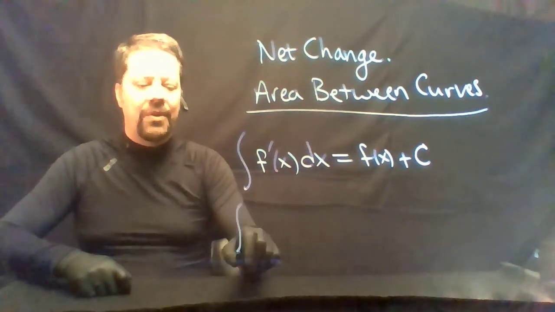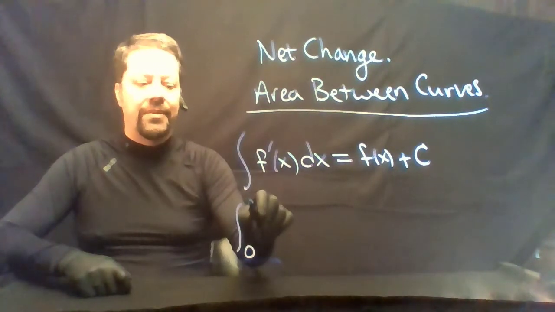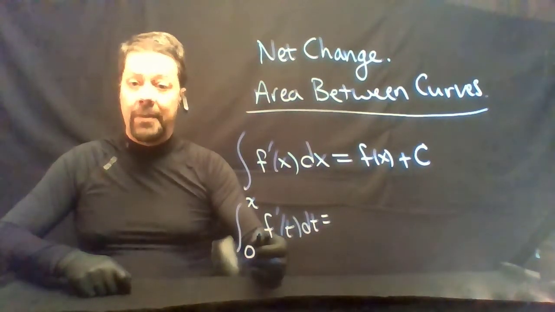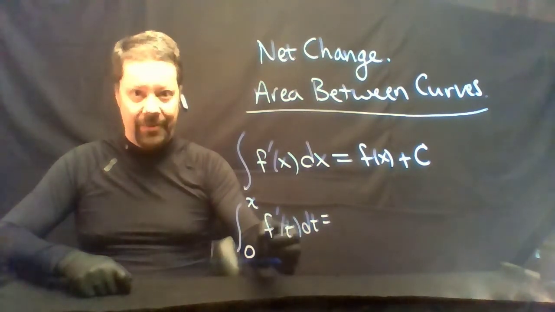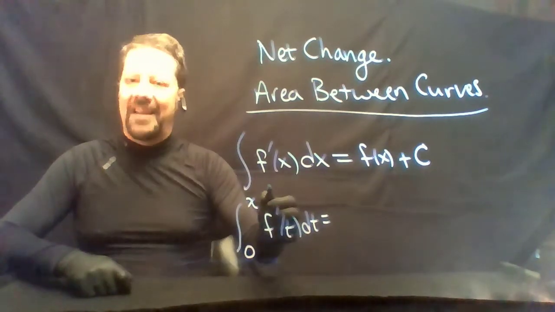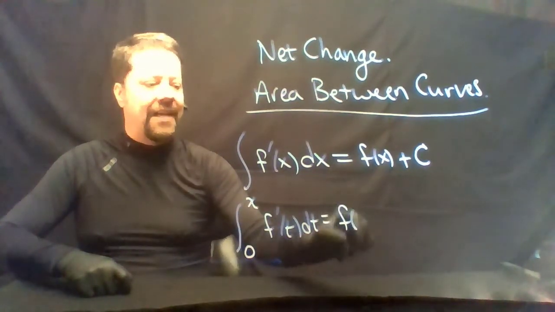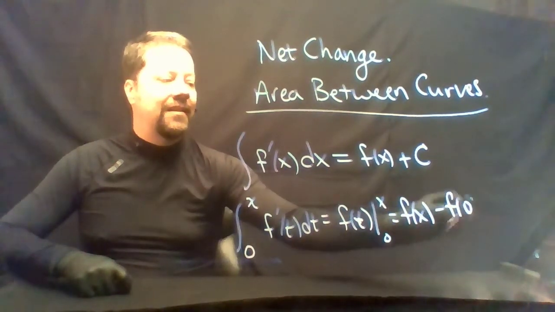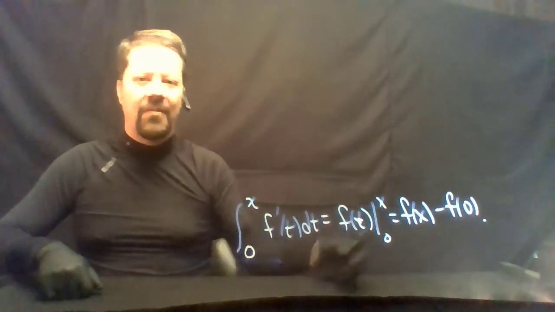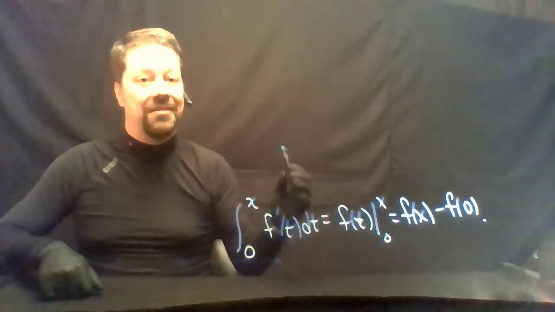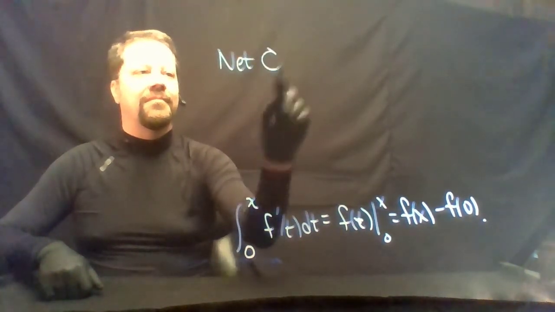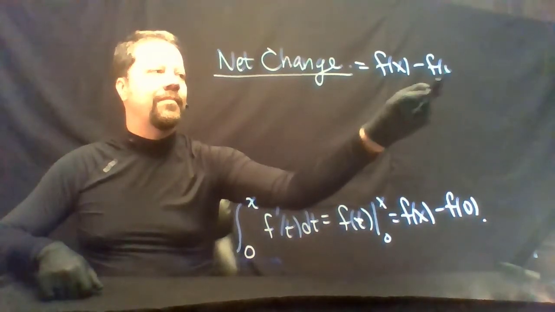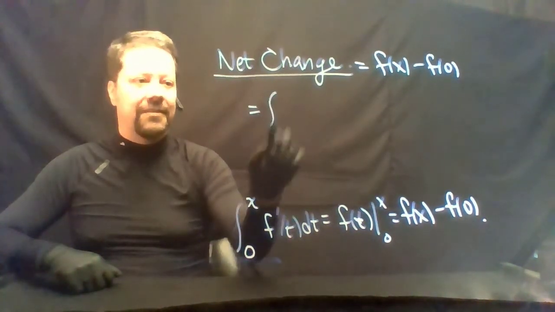If, however, we were to use a definite integral from 0 to, say, some number x, the fundamental theorem of calculus allows us to select any antiderivative of little f prime, an antiderivative being f of x. So we get f of t evaluated from 0 to x, which gives us f of x minus f of 0. What we have here is the net change of the function f, and you get it by a definite integral of f prime.